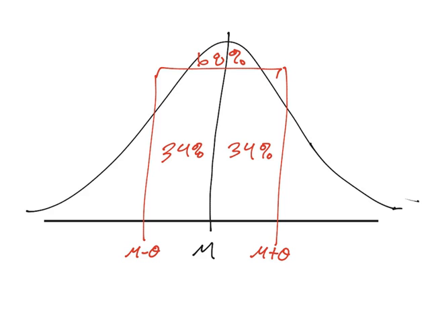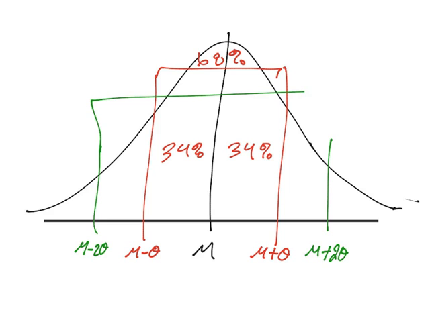Well, then we go to 2 standard deviations away. Mean plus 2 standard deviations and mean minus 2 standard deviations. So that means from here to here, the new one is 95%. And we already have 68% in the middle. So we have 27% left over. So that means 13.5% on this side, 13.5% on this side.